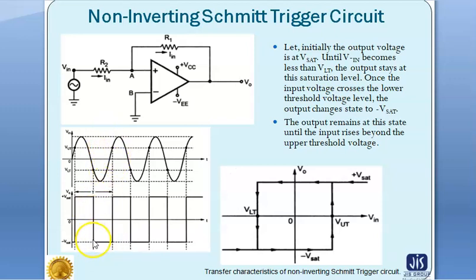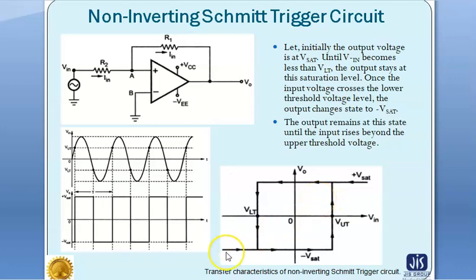The output will remain at this minus Vsat as long as the input voltage does not cross this VUT, that is the upper threshold voltage. So by applying a sinusoidal input, we will get a square pulse, but it is different from the inverting terminal case, where the output waveform is of opposite polarity. Here also, this is the transfer characteristics of the non-inverting Schmitt trigger.